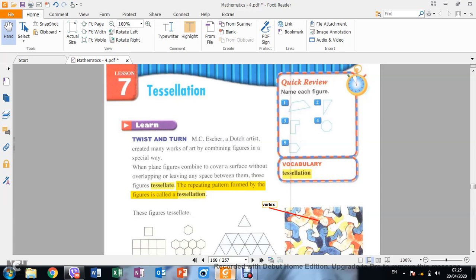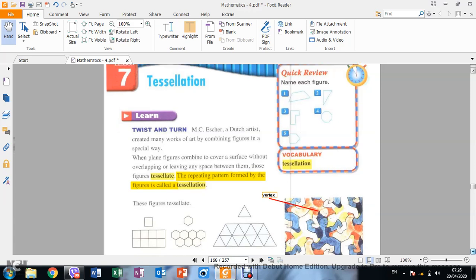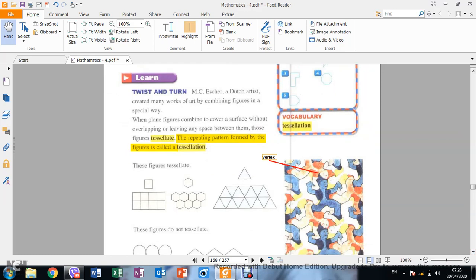Tessellation is when we have figures combined to cover a surface without overlapping or leaving any space between them. Those figures tessellate. Look at these, for example. This is called tessellate. And the repeated pattern formed by the figure is called tessellation.